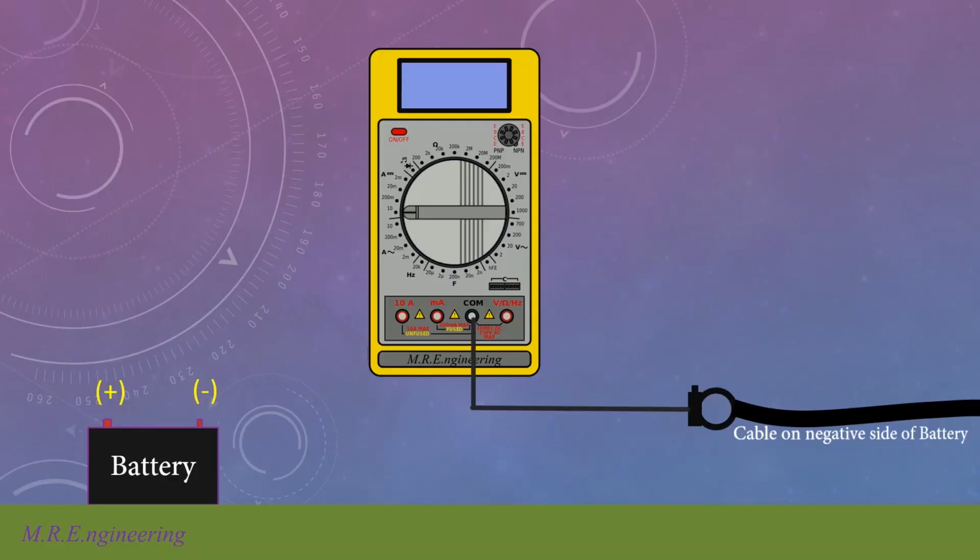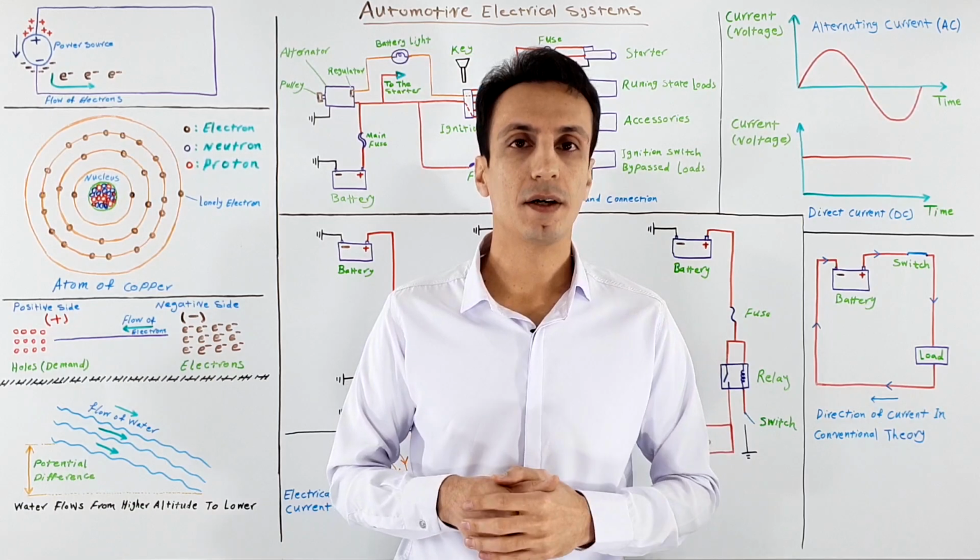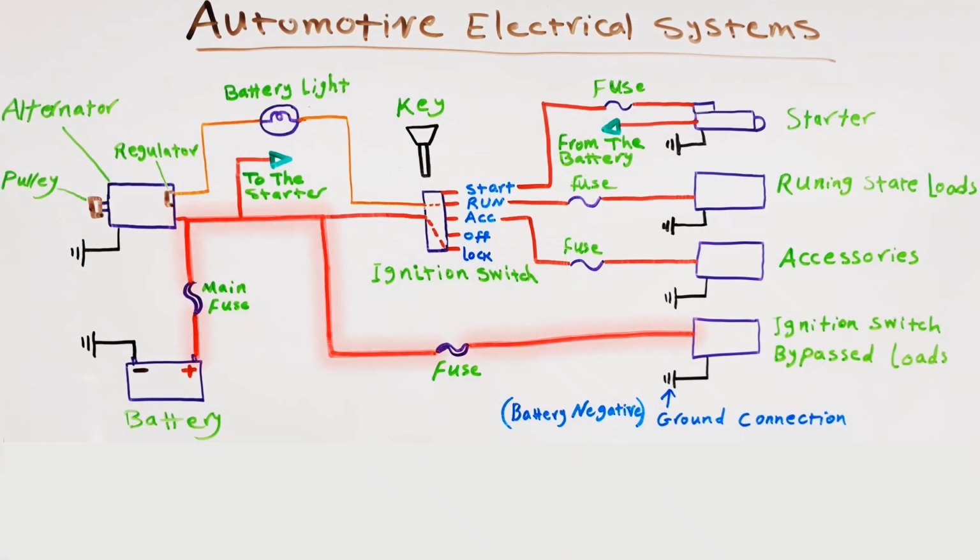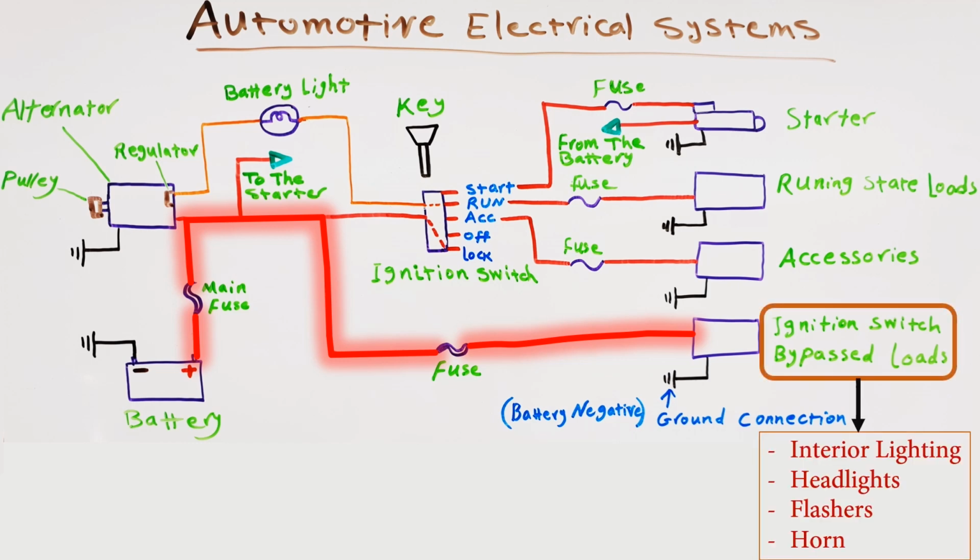Normally, a typical car consumes about 20 to 50 milliamp current during parking time. Now, when you are sitting in the car and before you insert the key inside of the ignition switch, some systems are active and can be operated. These systems are like interior lighting, headlights, flashers, and the horn.